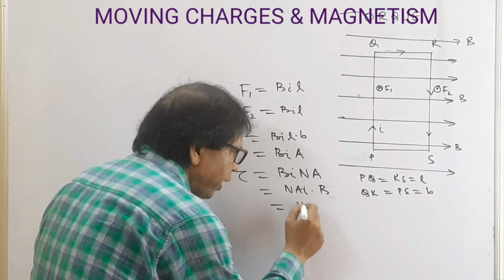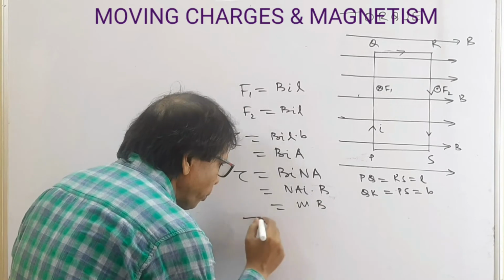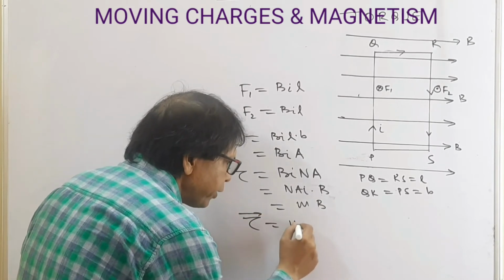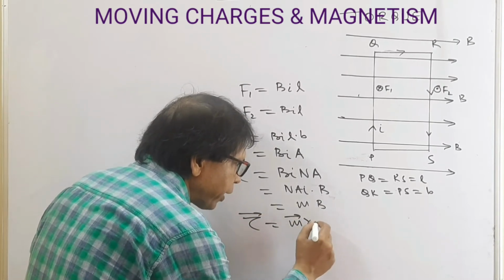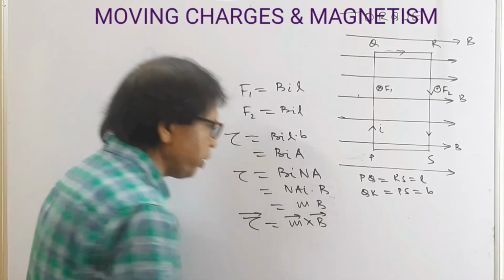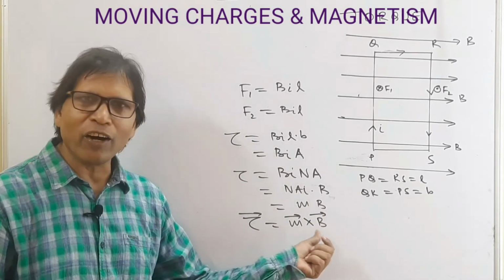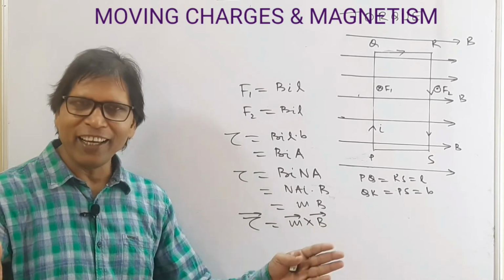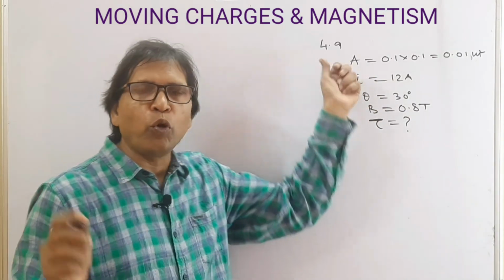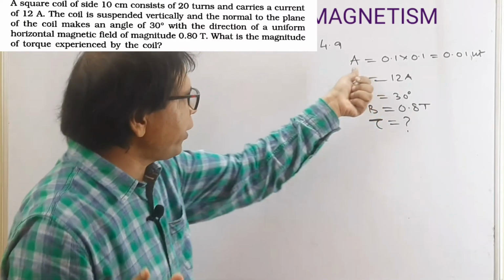So this is M into B. In terms of vectors, this is the magnetic moment vector M cross the B vector. So tau vector equals M vector cross B vector. Okay. Now NCERT 4.9. Look at this.